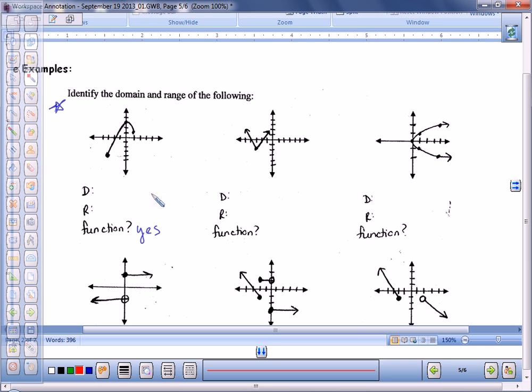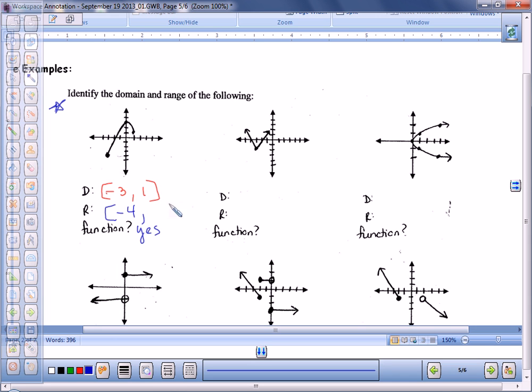What do you guys think on domain? I think it's a function. It is a function. Yes. Domain is -3 to 1. Okay, range, bottom to top. What's the bottom? -4. And what's the top? 3. Beautiful. These are easy.